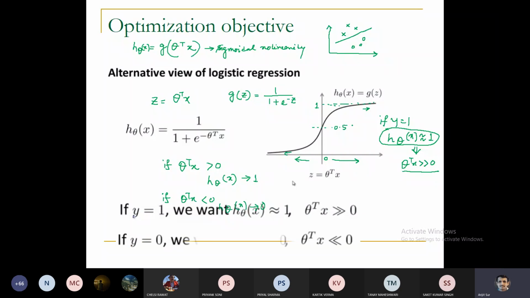Now if y is equal to 0, that means the class belongingness is 0, then what we need is h theta x very close to 0. So we require theta transpose x to be much less than 0. That is very clear to understand. That much I just recalled for your recapitulation, since we already know this in the case of logistic regression. If you have any question, you can ask.